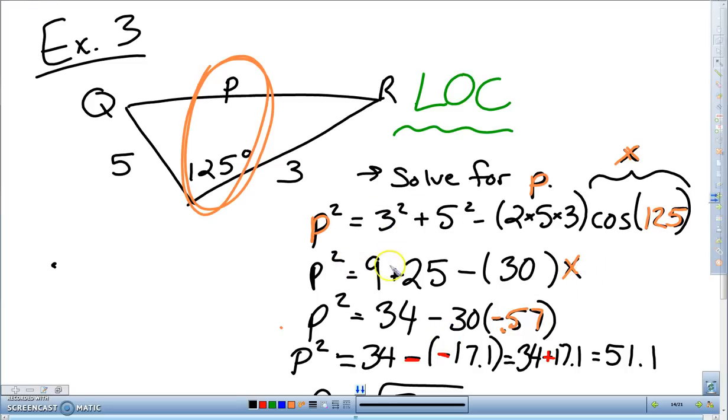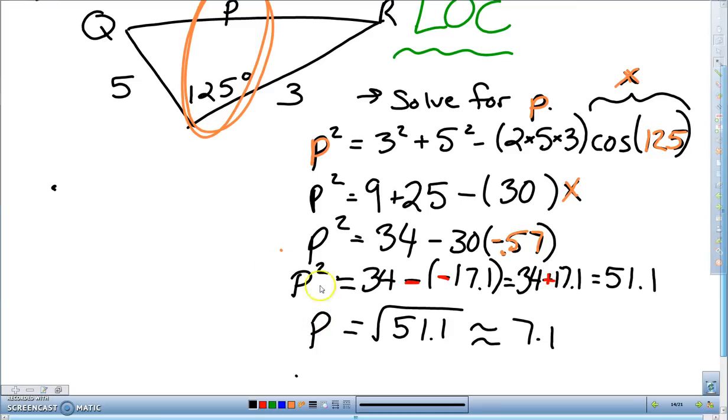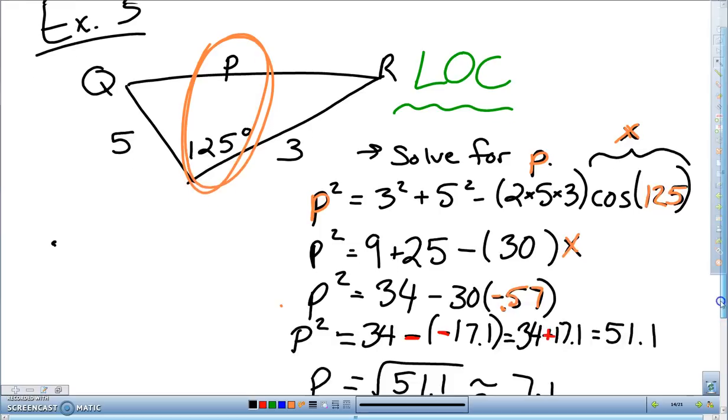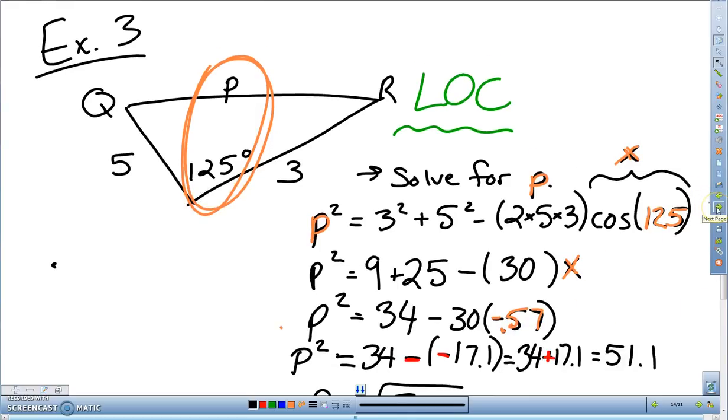So if you need to do that, go ahead. And if you do your order of operations here correctly, you'll see that this x happens to be negative 0.57. Now, that negative came about because we did the cosine of an obtuse angle. We haven't really done that yet, but you'll find that when you do trig functions on obtuse angles, you get negative numbers. So if you do your algebra, remember we've got minus a negative product, and minus a negative is going to be adding. And so when we do that, we get 51.1, and then we have to take the square root of it because p is being squared here. So then p is going to end up being about 7.1. Okay, so we found one of the sides.